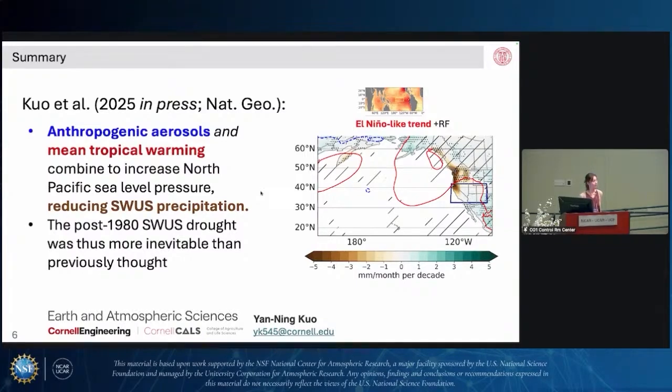Yes, I'm wondering, do you have any thoughts on what aspect of the mean warming is changing the teleconnection from El Nino-like SSTs? I think from our paper, we demonstrate that the mean tropical warming increased the static stability, especially for the subtropical high region, and so that also brings another layer of contributing to the drying over the southwest.